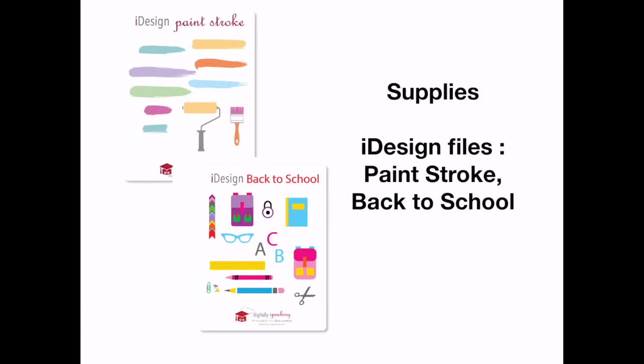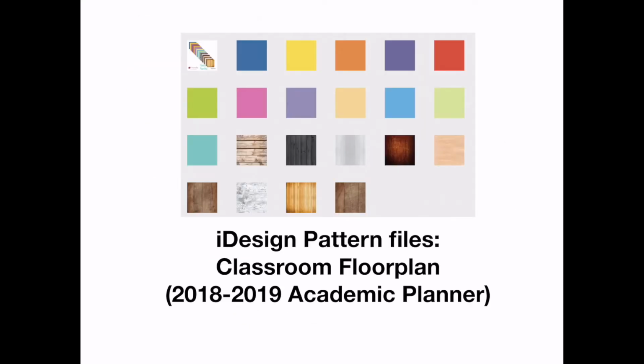So what do we need? Our supplies are the iDesign files, paint stroke, and back to school. See the crayon? And my iDesign pattern files, which I use the classroom floor plan, which were from my 2018-2019 academic planner. I don't believe it's actually in the shop. It might be. Actually, I think it is now that I go back and think about it. Or you can use any of the iDesign patterns that are in your primary colors. So let's go ahead and start creating.